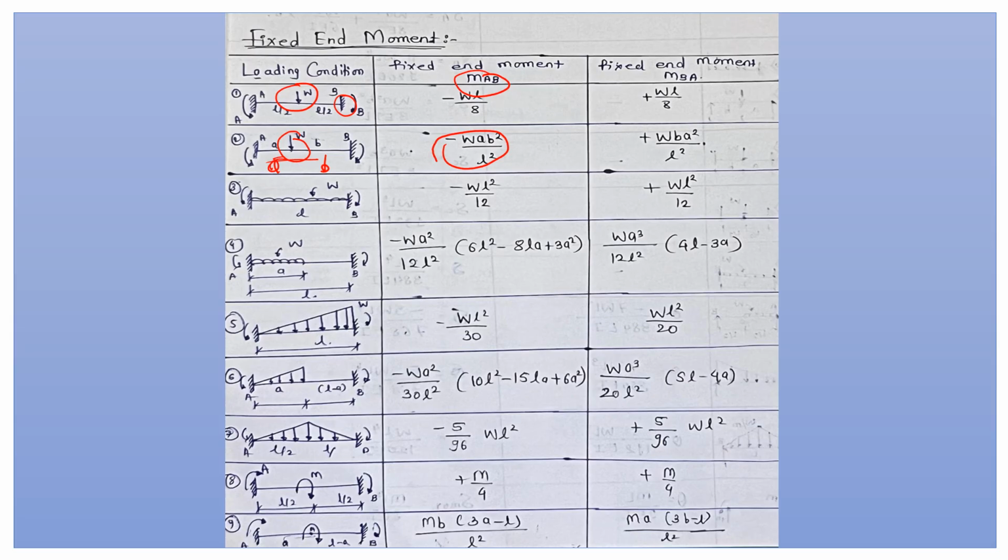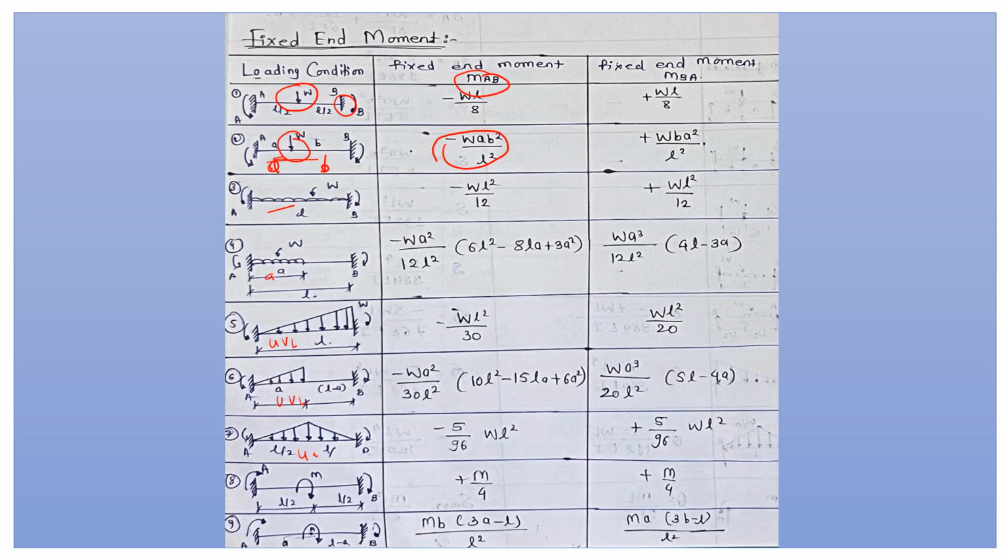Then third condition, fixed end moment for the beam which is subjected to UDL over the whole span. Fourth condition, subjected to UDL but over the span A. Then next condition, subjected to UVL over the whole span. Then next condition, subjected to UVL up to span A. Then seventh condition, UVL on the whole span but in a triangular condition. Then next, the fixed beam subjected to moment about its center, and next subjected to a moment which is eccentrically acting on the beam.